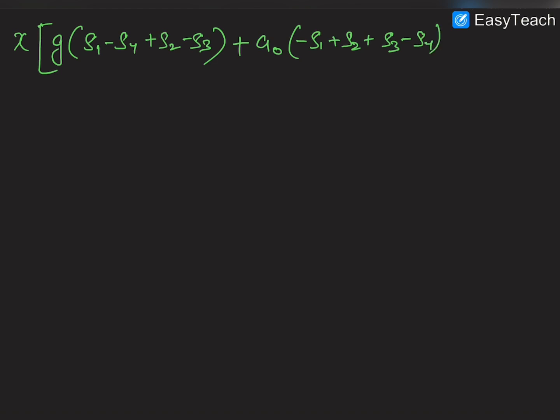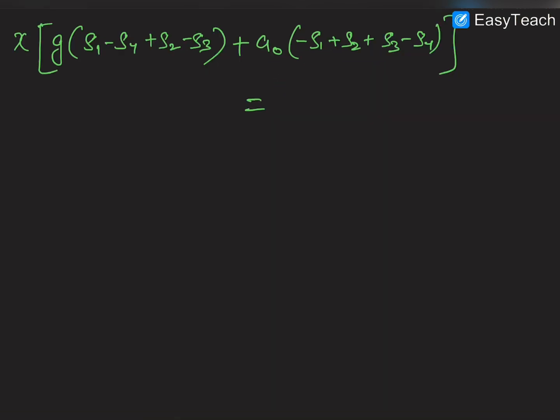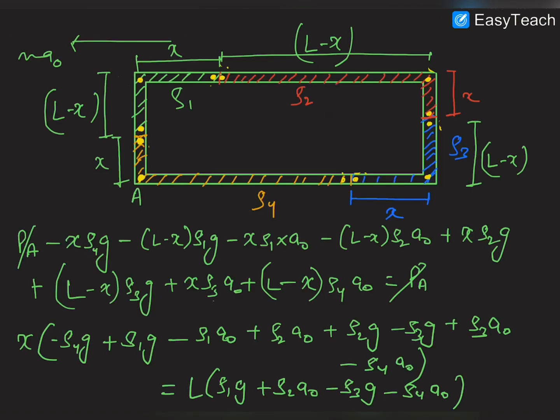So this would be the final result, and on the other side of the equation it would be L, with g common, rho 1 minus rho 3, and A naught common, rho 2 minus rho 4.